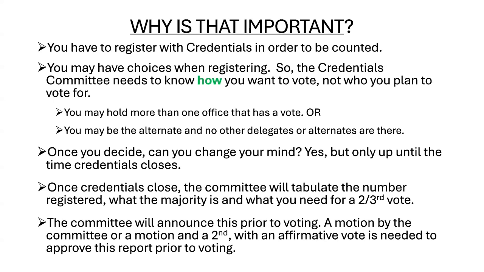Once credentials close, the committee will tabulate the number registered, what the majority is, and what you need for a 2/3 vote. The committee will announce this prior to voting. A motion by the committee or a motion and a second with an affirmative vote is needed to approve this report to voting.